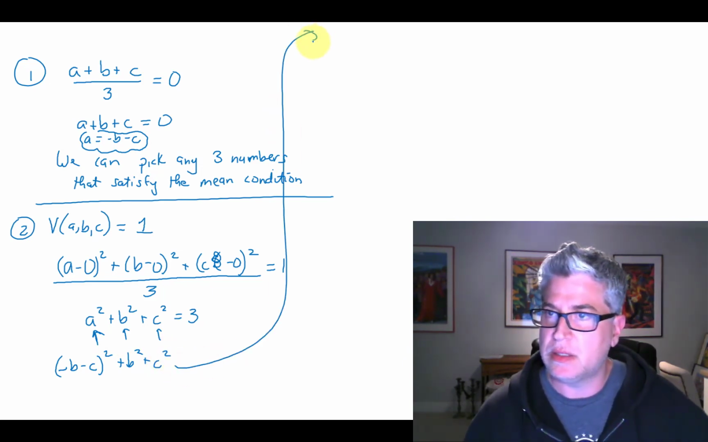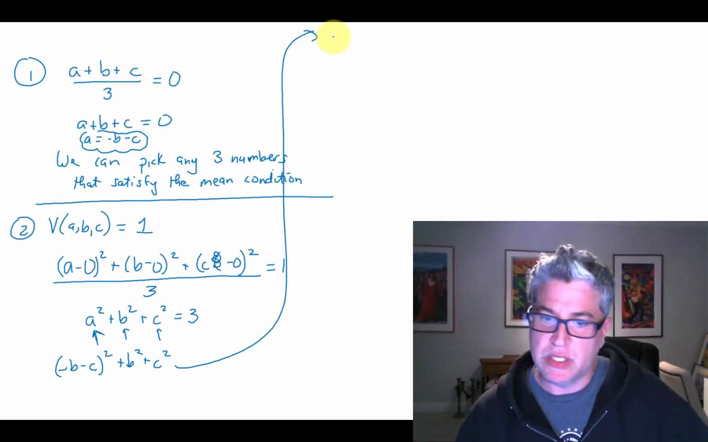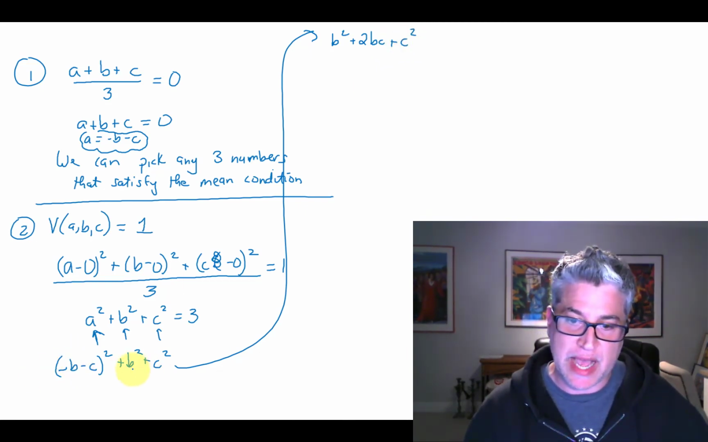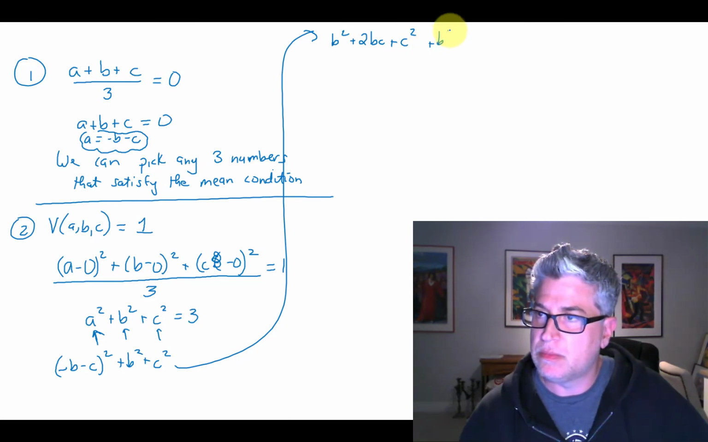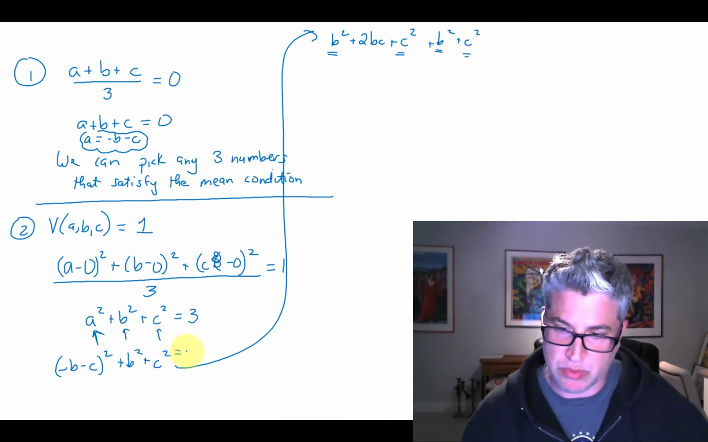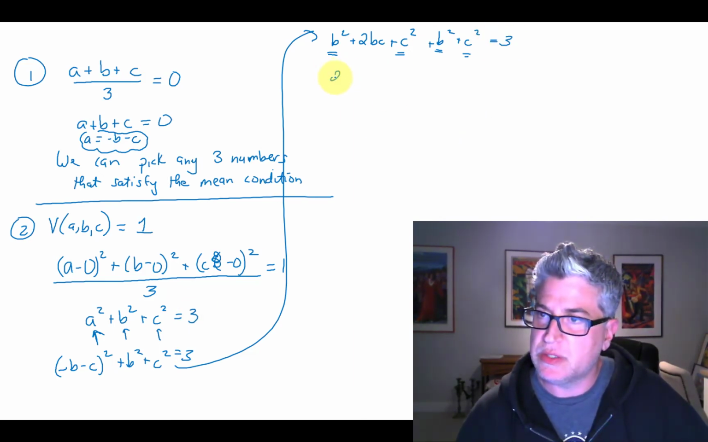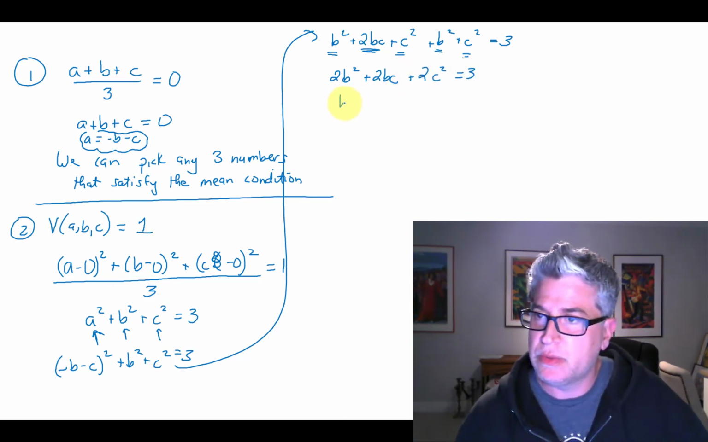And let's keep writing. We can simplify this. So this would be B squared plus 2BC plus C squared, just if we FOIL this guy. And then let's add the B squared and C squared. And then simplify. So we can combine the B's and we can combine the C's. And this thing was supposed to be equal to 3. Let's not forget that part. So we got the 2B squares, we got 2BC, and then we got the 2C squares. And dividing both sides by 2.